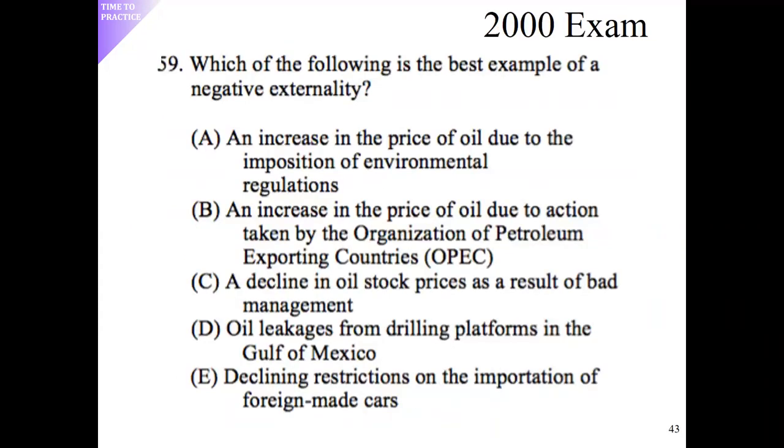All right, last problem of the day. Which of the following is the best example of a negative externality? It was B.